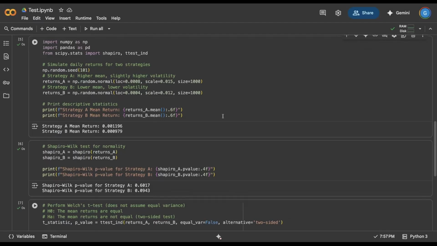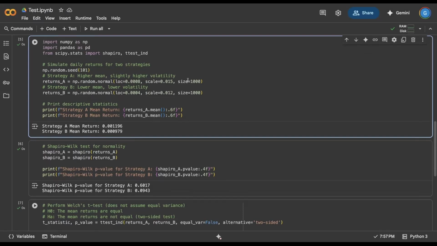Now let's get into this Python walkthrough. First, let's load the daily return series for both strategies. For this example, we will use simulated data. Here, we select the random seed as 101 and we generate returns A with a mean of 0.08% and a standard deviation of 1.5% with 1000 samples. After that, we generate returns B with a mean of 0.004% and standard deviation of 1.2% and with the same sample size, which is 1000.